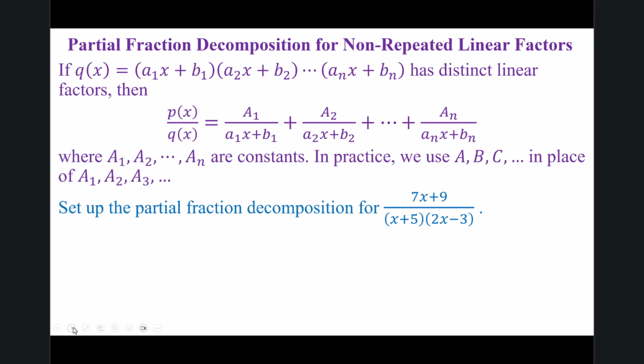So for example, so you can see what that means, if I have 7x plus 9 over x plus 5 times 2x minus 3, I have 2 factors in the denominator, and both of those are linear factors and they're separate. So I can put each of those in the denominator of one of the partial fractions, and then the numerators will be constants. I'll just call those a and b. And then my goal will be to find the a and b that make this equation true, that the left side is equal to the right side.